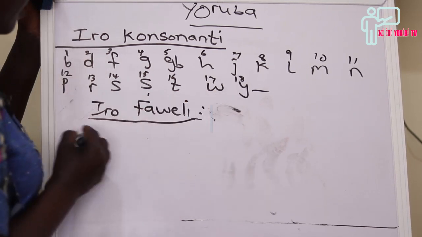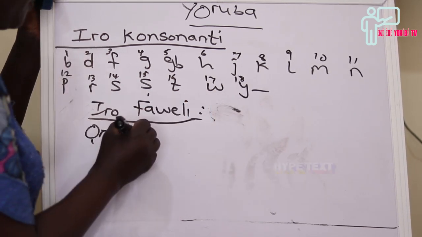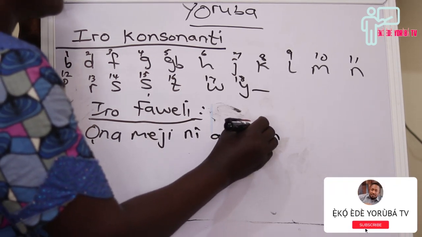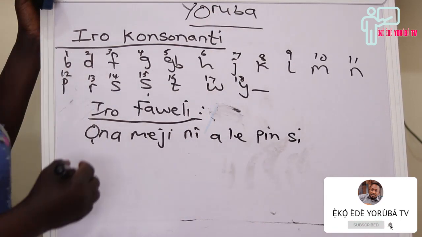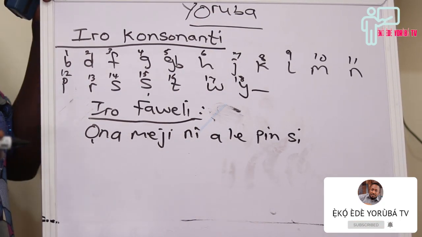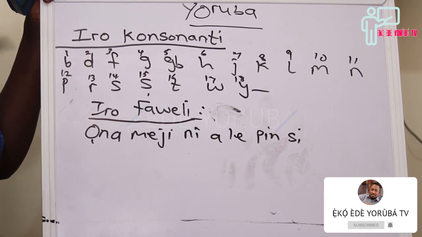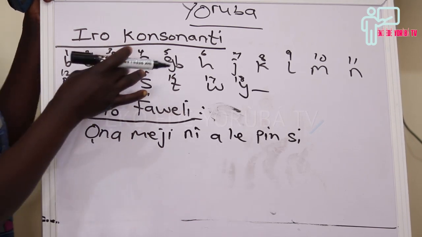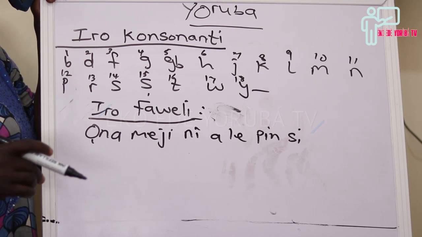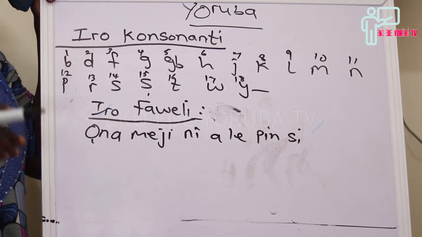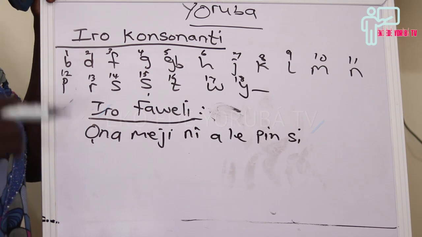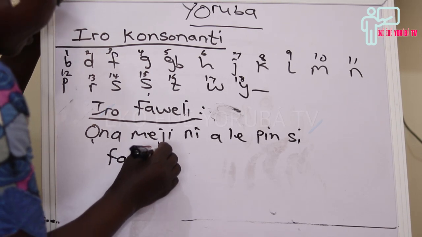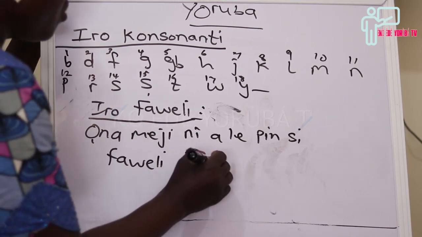Okay, let me write it here. Ọ̀nà méjì ni a lè pín sí. The first one is what we call Faweli Àìránmúpè. The one that I circled the other time, we call it Faweli Àìránmúpè, which is Faweli Àìránmúpè.